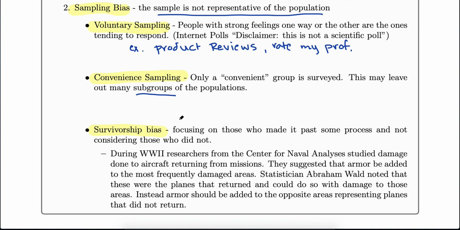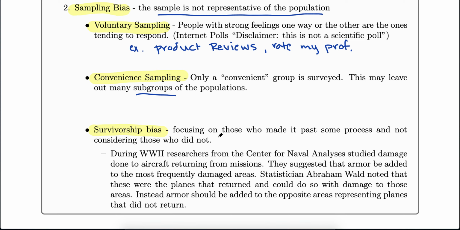And then the last one is the idea of survivorship bias. So it's this idea of focusing on those who made it, the survivors. But if you do that, you're missing out on a lot of information on those that did not make it, those that did not survive. If you search this online, there's all kinds of interesting examples, some of them humorous, some not so much, but lots of interesting examples of this.